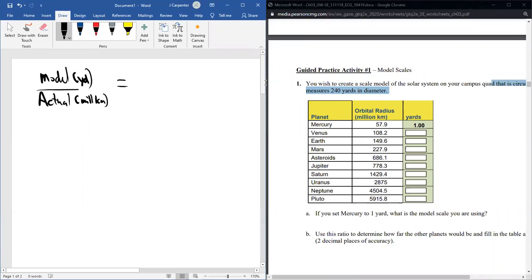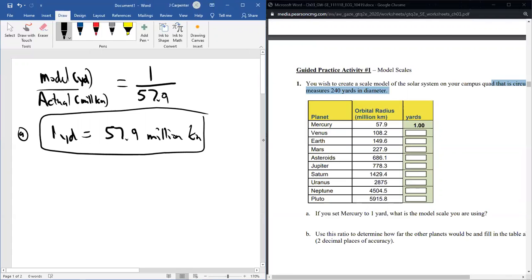Well, for the model, we said it was going to be 1 yard. So where does that go? That goes in the top. So the 1 yard goes in the top because that's what we decided the model distance should be, and we're hoping that everything's just going to fit in this 240 yards. All right, well, what was the actual distance to the sun? The actual orbital radius, same thing, 57.9 millions of kilometers. Well, there we go. So what is the model scale? It's 1 yard is 57.9 millions of kilometers. That is the answer to A.